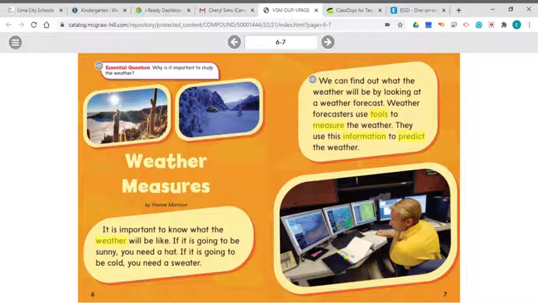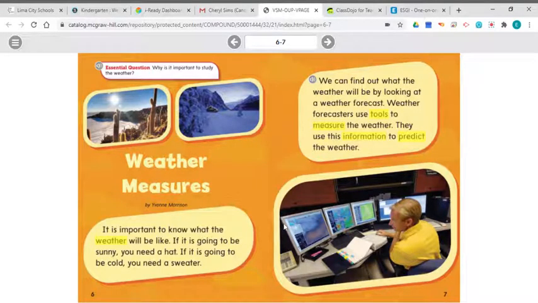It is important to know what the weather will be like. If it is going to be sunny, you need a hat. If it is going to be cold, you need a sweater. We can find out what the weather will be by looking at a weather forecast. Weather forecasters use tools to measure the weather. They use the information to predict the weather.